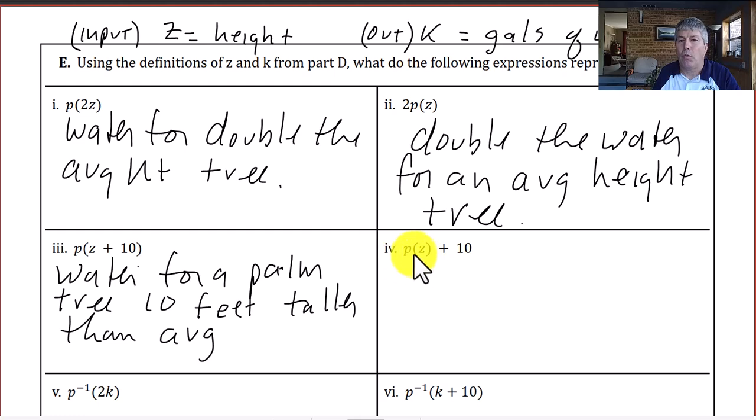And in number 4 here, P of Z plus 10, now we're adding 10 gallons, not 10 feet to the height of the tree. We're adding 10 to the Y's, which means 10 additional gallons of water. So this is 10 more gallons of water for an average height tree.